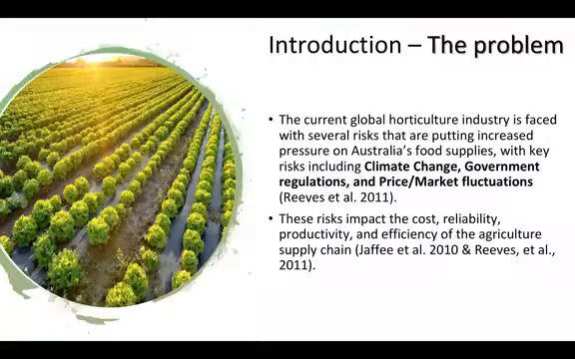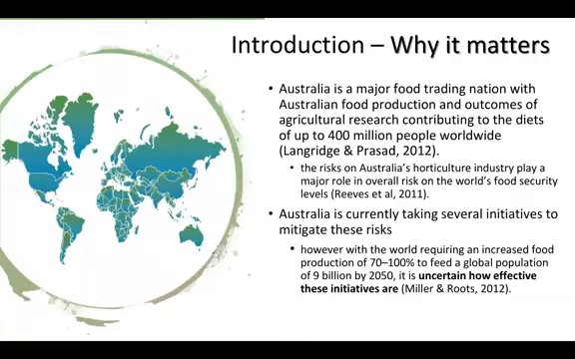Australia's horticulture industry plays a vital role in delivering products and services that not only ensure national food security, but also enhance the nation's quality of life. However, the current global horticulture industry is faced with several key risks that are putting increased pressure on Australia's food supplies, with risks including climate change, government regulations, and price/market fluctuations.